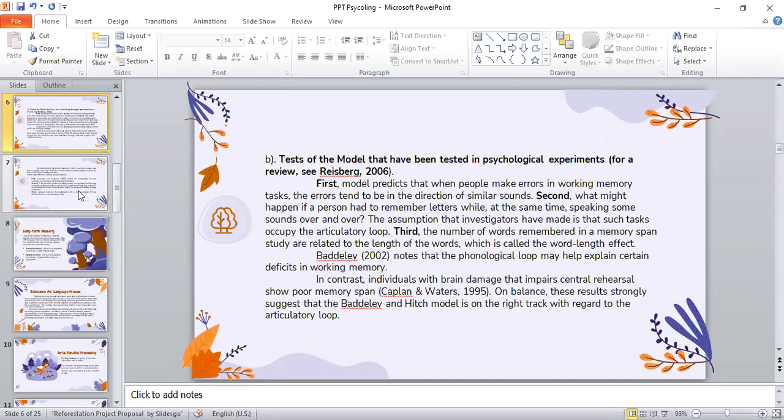And then the third is the number of words remembered in a memory span. Studies are related to the length of the word, which is called the word length effect. Baddeley 2002 notes that the phonological loop may help explain certain deficits in working memory. In contrast, individuals with brain damage that impairs central rehearsal show poor memory span. On balance, this research strongly suggests that the Baddeley and Hitch model is on the right track with regard to the articulatory loop. Next, please.